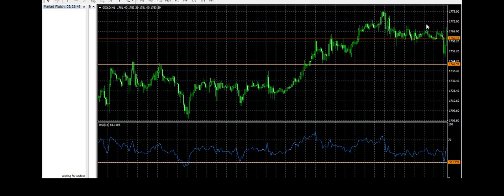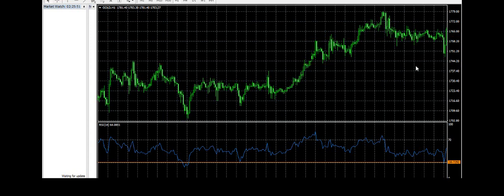Now, there's two ways to do it. You can just set your take profit, set your stop loss, and get out and just sit on it. Or you can kind of just put your stop loss and see how high it goes. And then once it starts to lose momentum, then you get out.